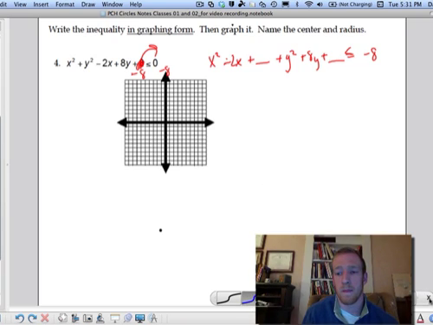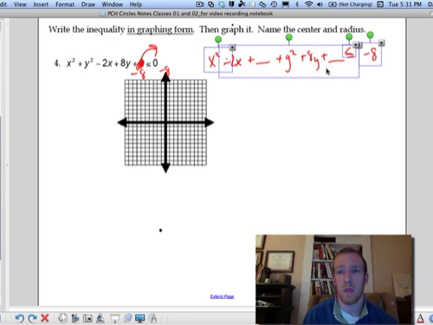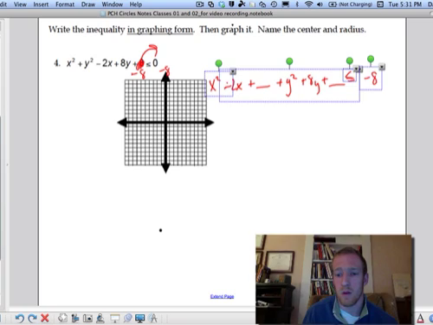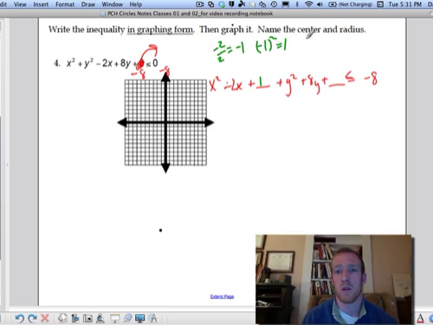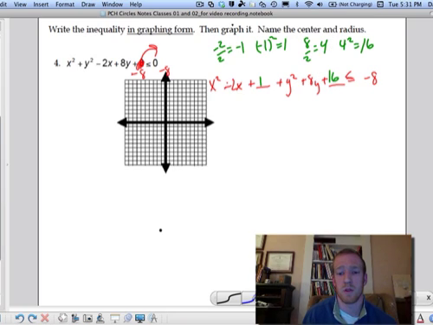So negative 2 divided by 2 equals negative 1. Negative 1 squared is 1, so I've got to add 1 here. 8 divided by 2 equals 4. 4 squared equals 16. So that's 16. This is a prerequisite skill. We've done this already this year, so that's why I'm not spending a lot of time doing it.